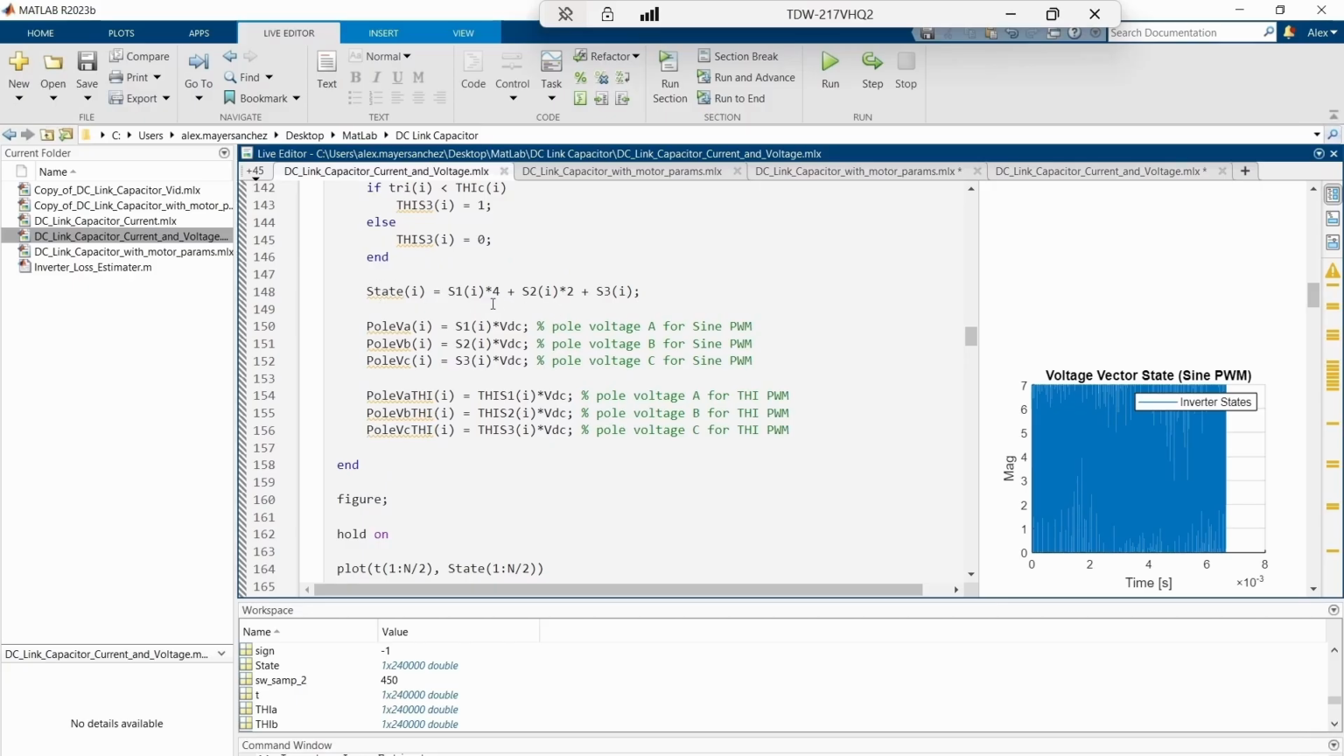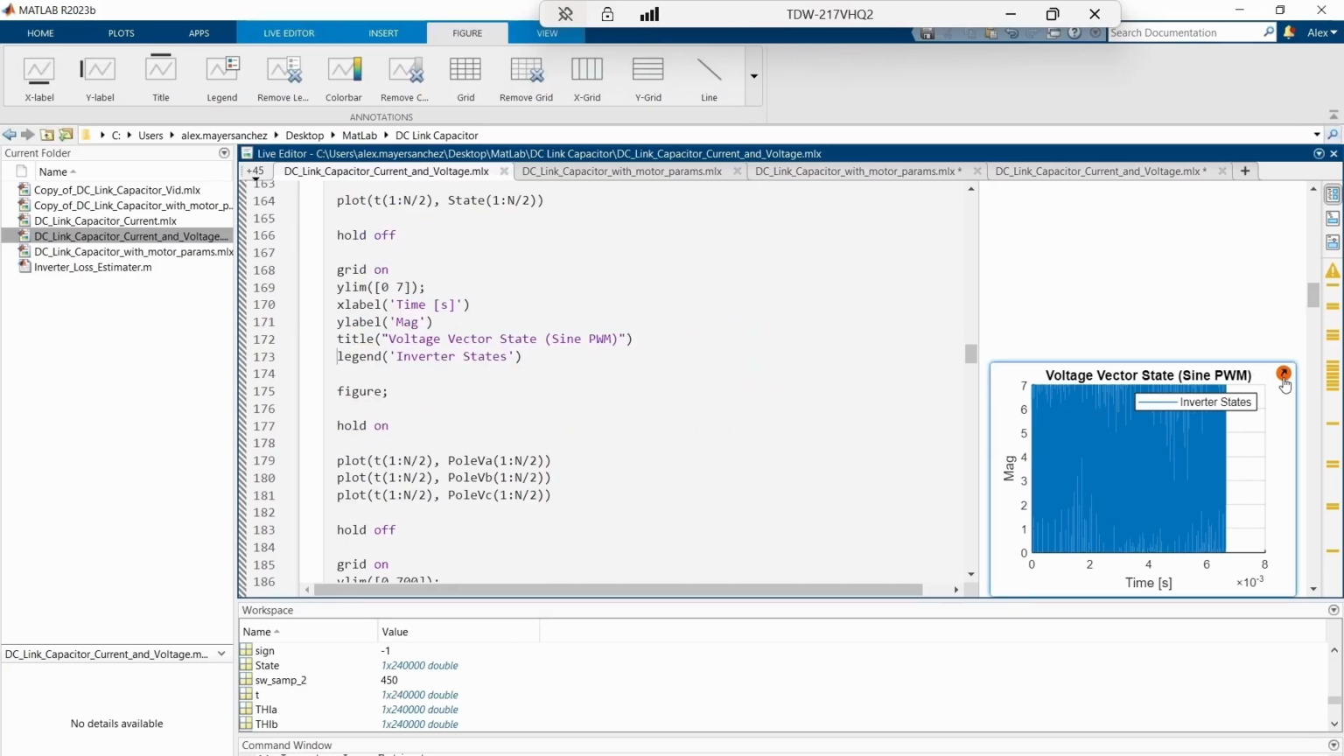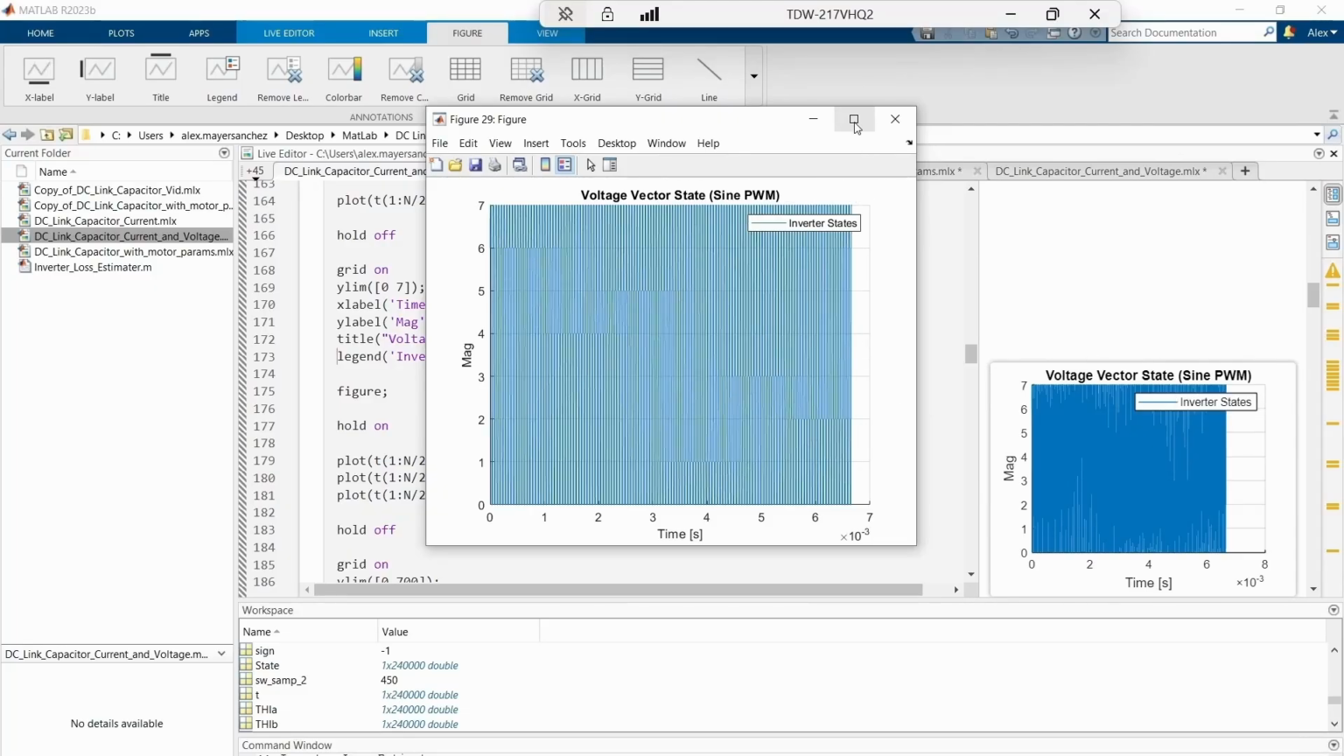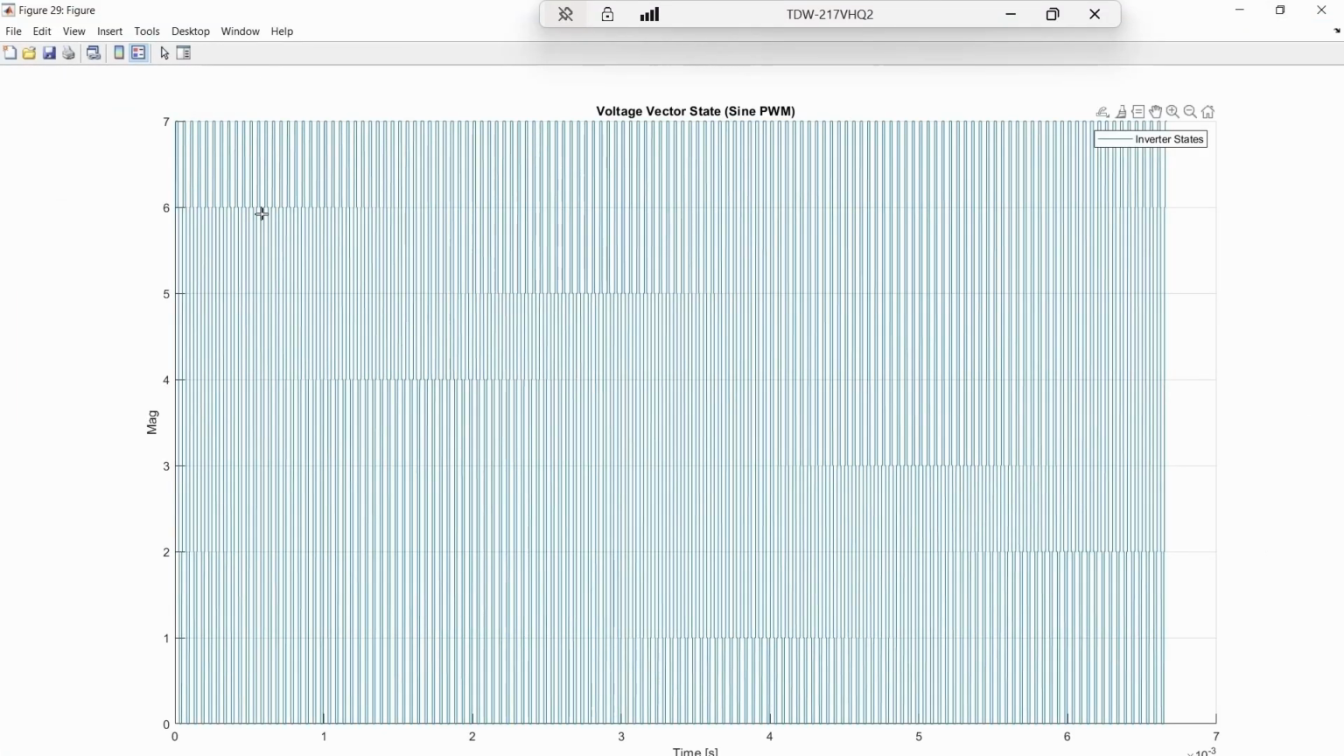So here I'm just showing which state it's in over time. It's kind of a hard graph to really look at, honestly, but you can see that it's constantly switching between all of these states in order to modulate the pole voltage.